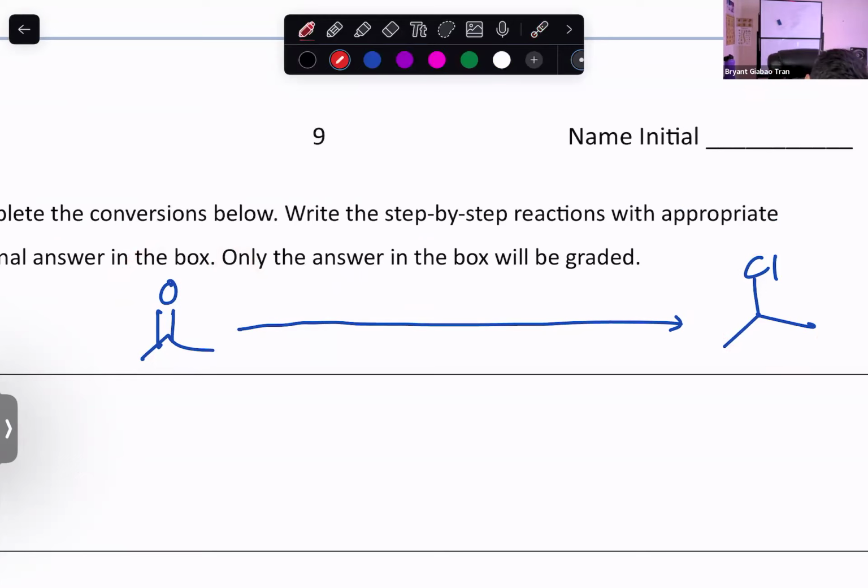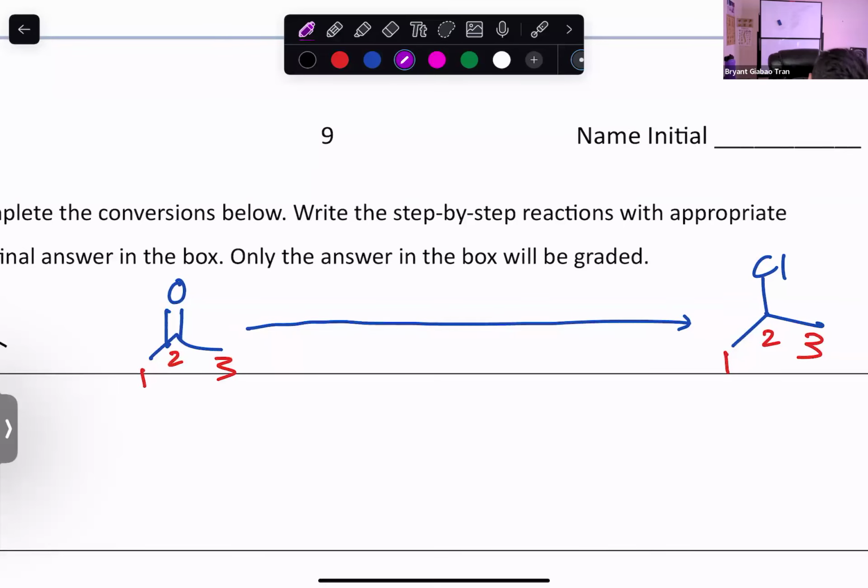So the similarity here is going to be this 3-carbon chain, 1, 2, 3, 1, 2, 3. Now the next thing I look out for is the differences. What are the differences? The differences are the groups on this 3-carbon chain. The reactant has a carbonyl, carbon double oxygen. The final molecule has a halogen, right? So that's the difference there, right?